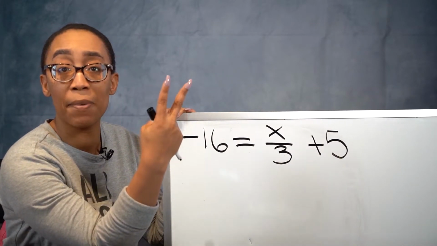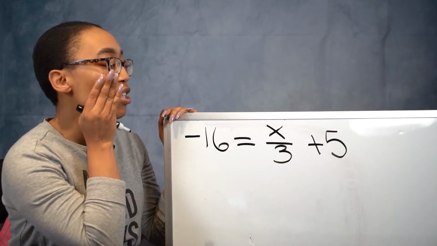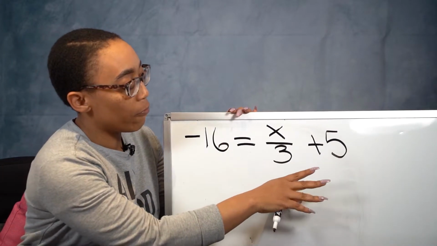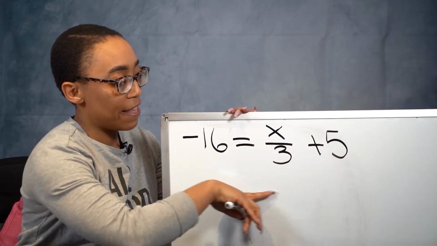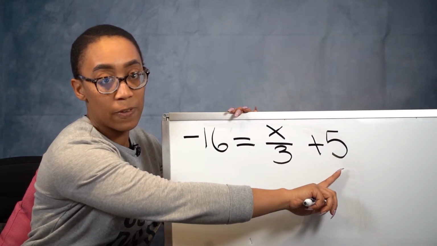So remember, we're in two-step equations. Let's solve this equation. Just like with the first one, the first thing we're going to do is look at the problem and see what is easiest to move. In this case, the easier thing to move is the 5.